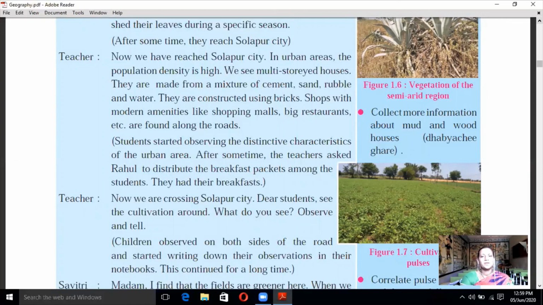Till here we discussed how the teacher and the students try to observe and get information in their field visit. Thank you.